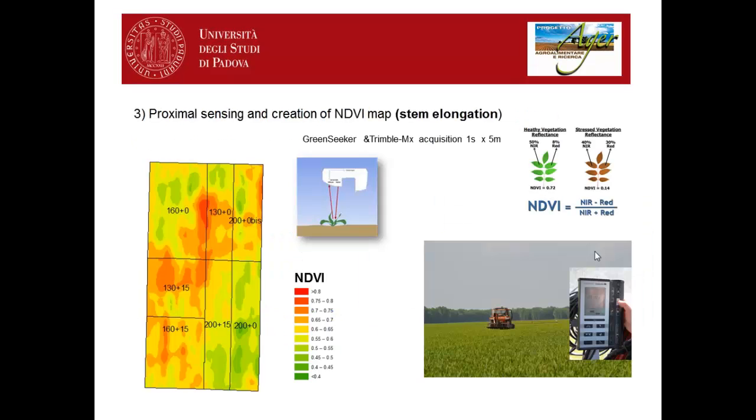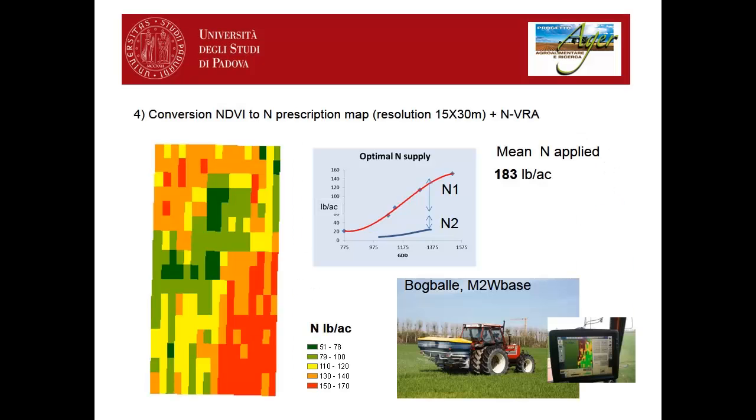Then we had the optimal nitrogen supply. Then we went back to the field. We measured the NDVI, and according to the relationship that I've shown at the beginning of my presentation, we were able to produce prescription maps. So we went into the field, and we applied variable rate application. I just want to show you the first result. This is the mean nitrogen applied in the field, so around 160 pounds per acre. And this is what we applied on the basis of the prescription map.